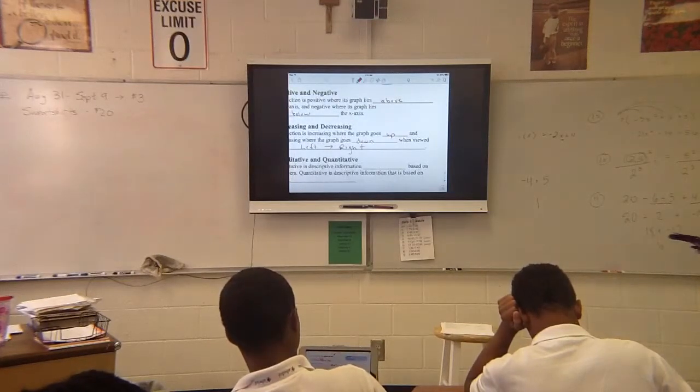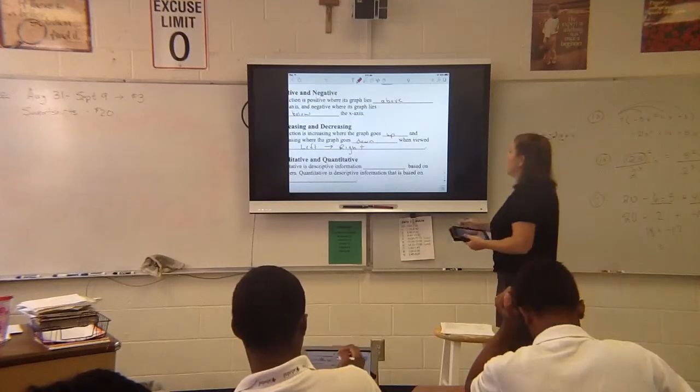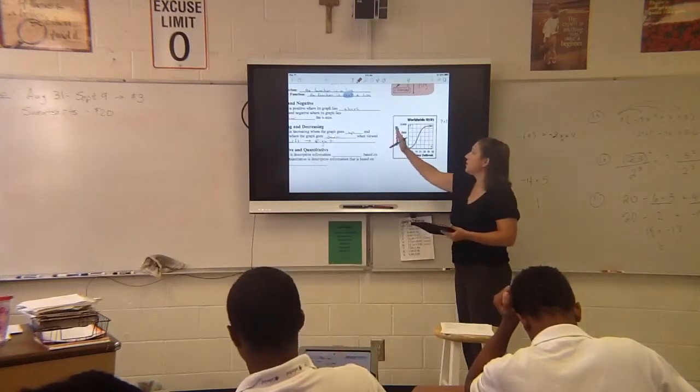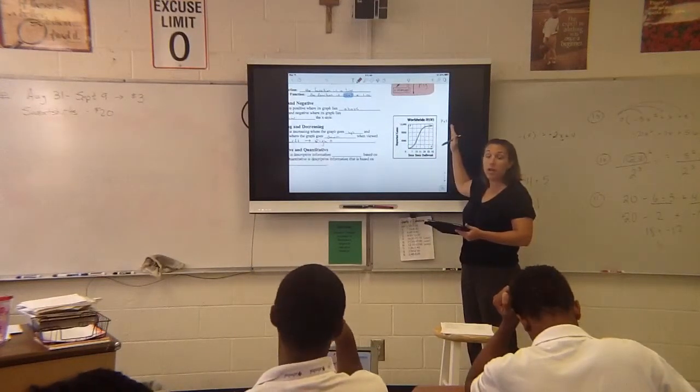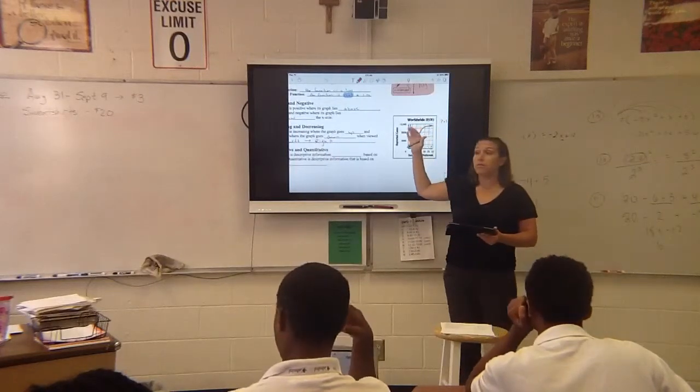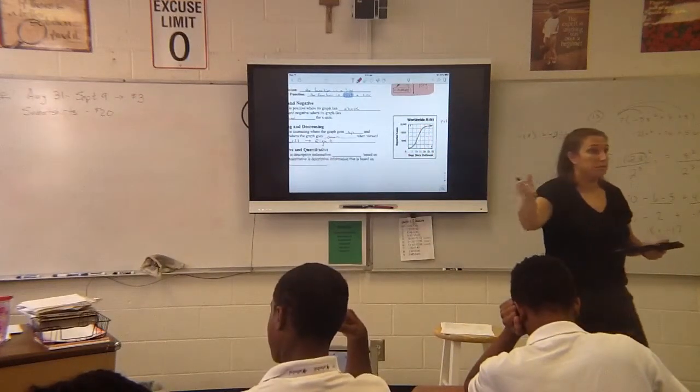Left to right. We're just going to read your graph straight across like we just did. Are we going up or down? And we are going to have some that have both, some that increase and decrease.